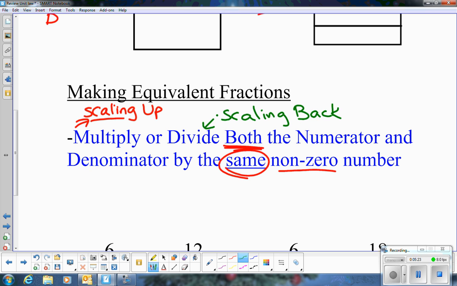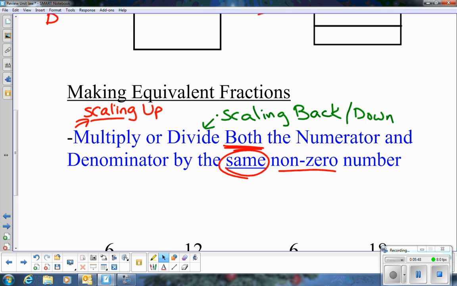And just like a map, you keep the scale the same. 1 inch is always going to be 1 mile or whatever. You're going to keep it the same. You're just either going to get bigger or smaller. So if you hear the term scaling up or scaling back, that's basically what you're doing, is making an equivalent fraction of some sort, either getting bigger or smaller.